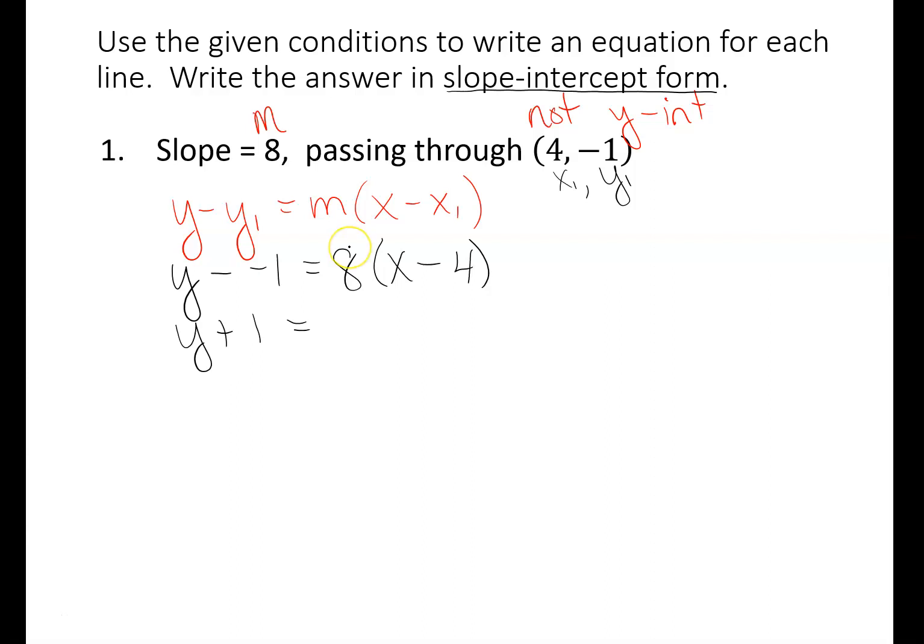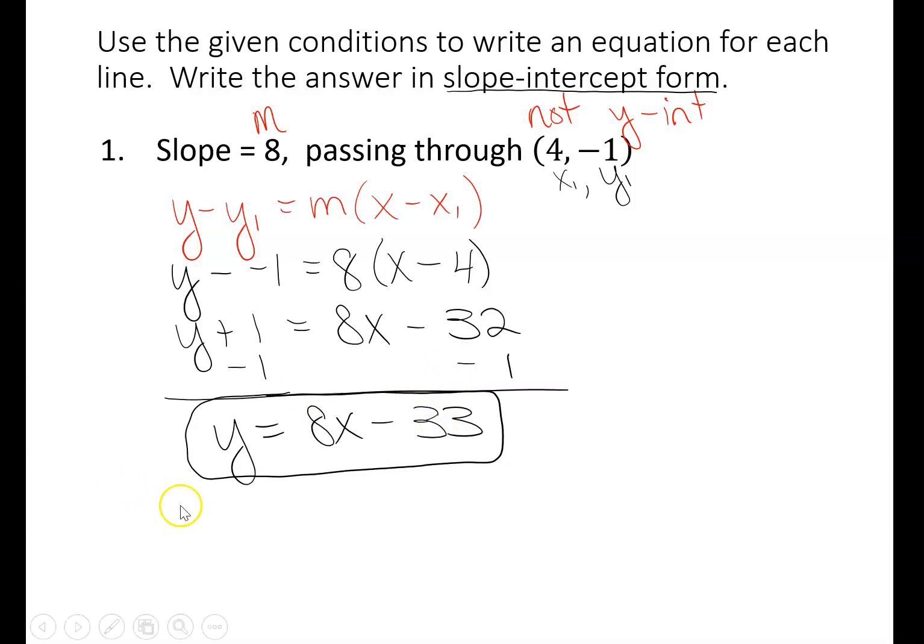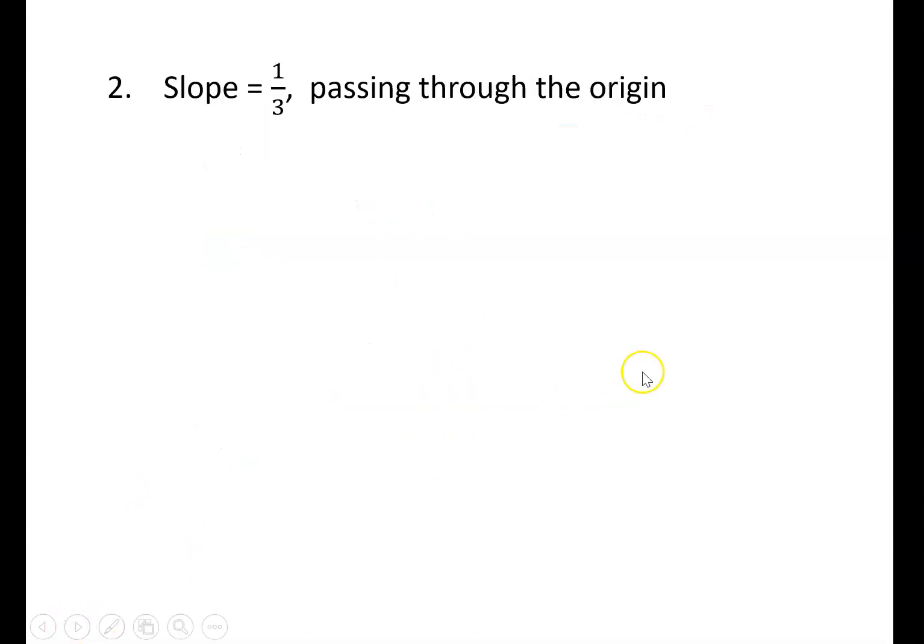Okay, on the right side, distribute the 8. And then the next step, we want to get y isolated. So let's subtract the 1. So now we have y by itself. We still have 8x, and these two combine. Same signs, add and keep the sign. That is our answer in slope-intercept form. Okay, let's try another example.